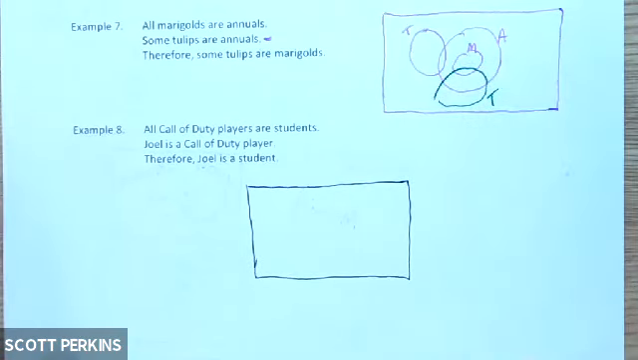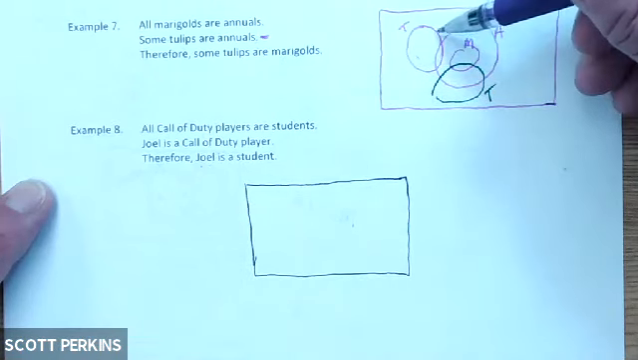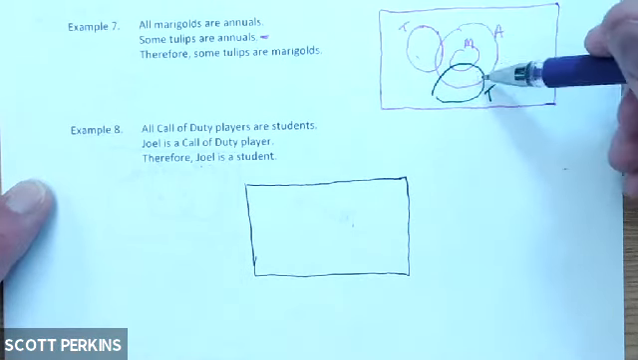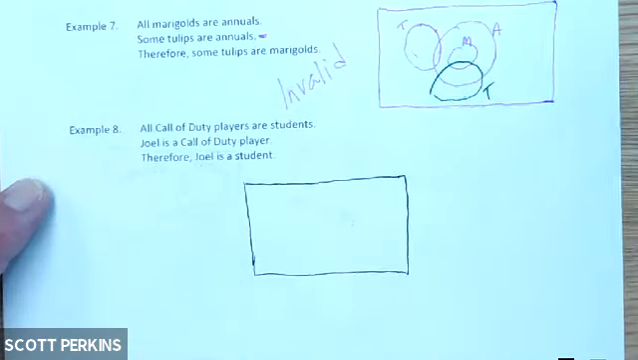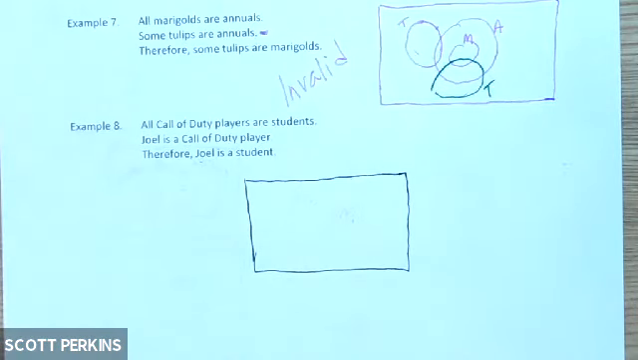Do I have to come to the conclusion that some tulips are marigolds? No, not in this case. Can I come to that conclusion? Yes, if this is the circle. That's why this is an invalid argument, because there's more than one possibility. If we drew both of those circles on the test, that's the exact right answer. That's what you would want to do, because you'd want to show me the reason this is invalid is that the tulip circle could go either way without violating the premise. That's what makes this invalid: both of those tulip circles are correct.